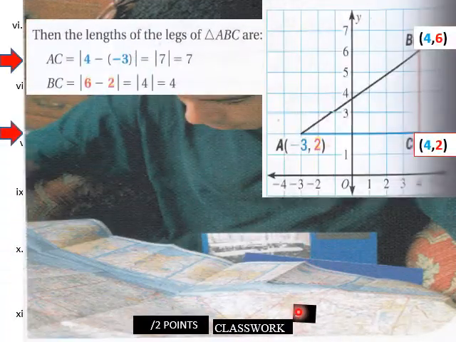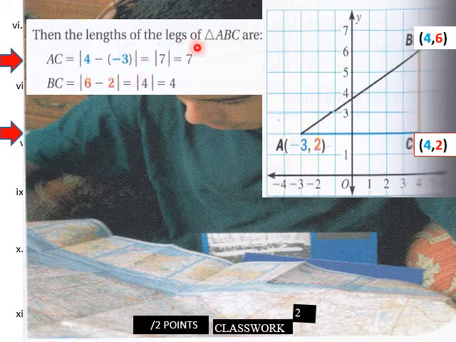Okay, classwork page 2. So then the legs of lengths of triangle ABC would be figured this way. AC would be 4 minus a negative 3. This would be 4, then minus a negative 3, which would be 7. So it's 7 units this way. And then BC, which is your vertical line, would be 6 minus 2. That would be 4. So there's the lengths of these legs here.